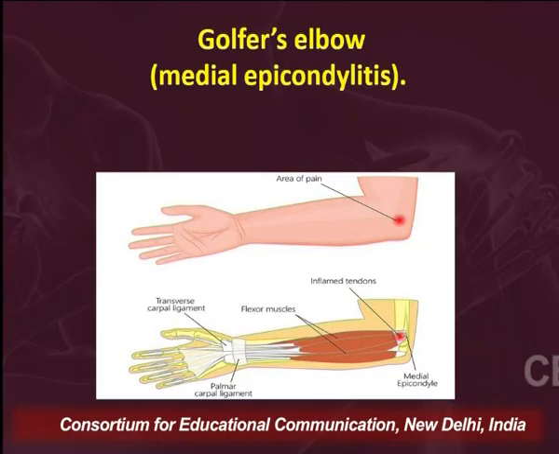Now golfer's elbow, you can see in the picture also, it happens in the medial epicondyle of the elbow. So this is a form of tendinitis that causes pain in the inner part of the elbow. Pain may spread to the forearm and the wrist. Golfers and others who repeatedly use their wrist or clench their fingers can develop it.